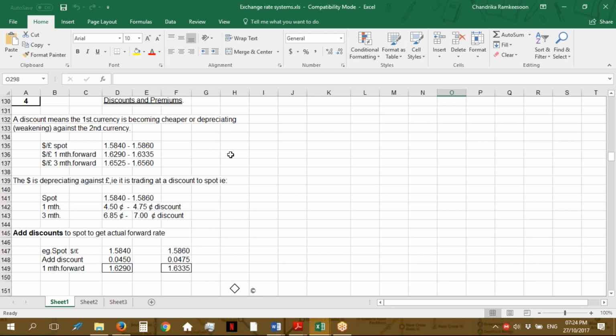Now remember, this is the forward rate. This is not the spot rate. The actual spot rate in 3 months' time, nobody knows. We can estimate that, and you are expected to know how to estimate that. We'll come to that shortly.